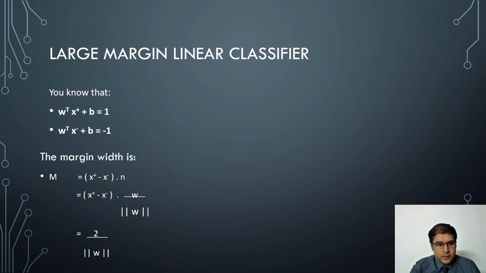So the margin width is given by M, which is equal to (x+ minus x-) into n, where x+ and x- are the x values of the support vectors for each of these classes. I'll discuss what support vectors are in coming slides. It is also written as w by |w|, which can be further simplified to 2 by |w|. So this is the equation for M. I'll not go deeper into the maths involved, but this is the equation.